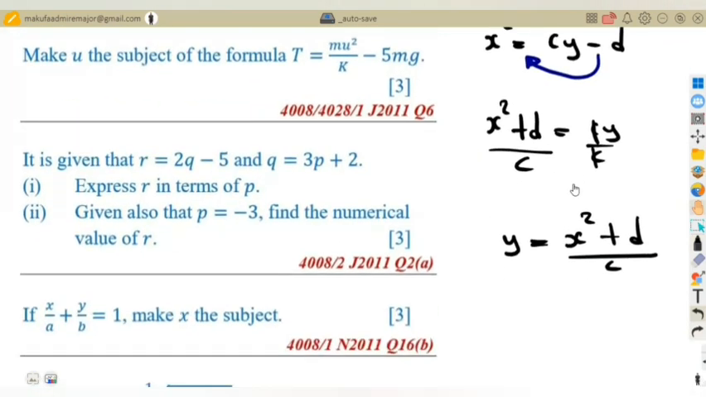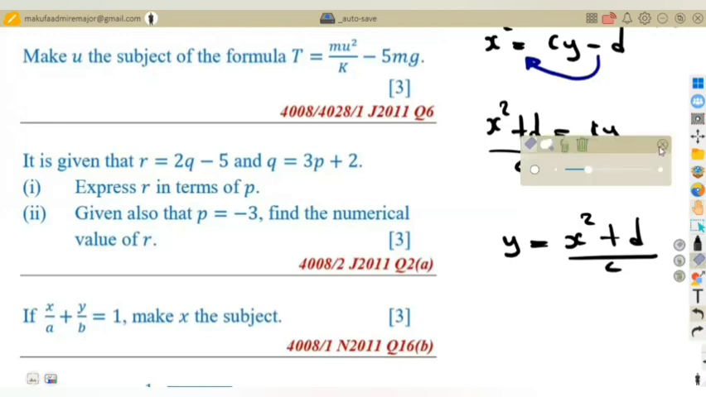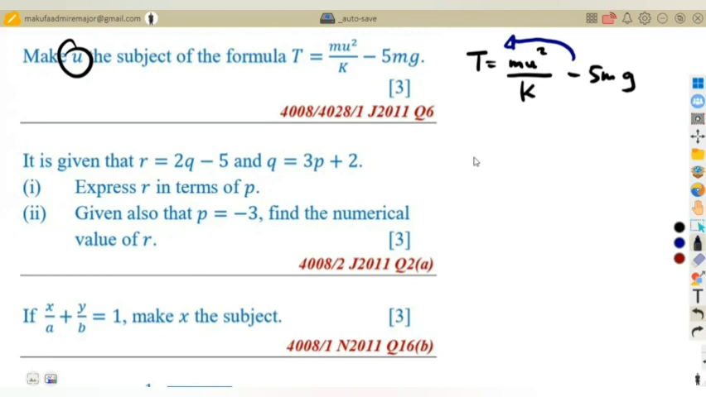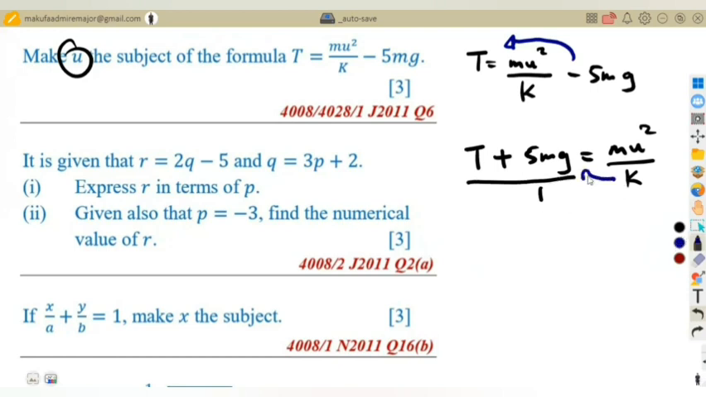That's it. All right, make U to be the subject of the formula again here, whereby we are given a fraction. It's a K in this case. All right, let's see. T is equal to mu squared over K minus 5mg. We are asked to make U the subject, which is this part. So here we can transpose the terms without U. Here we do not have U, so you can transpose this to the other side. It becomes a positive T plus 5mg is equal to mu squared over K. Now I can remove the fractions. This is same as over 1. So we can cross multiply. K is going to multiply everything. So it's K into T plus 5mg, which is equal to mu squared.